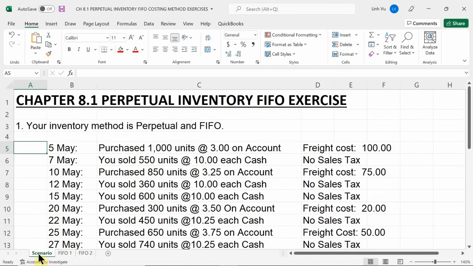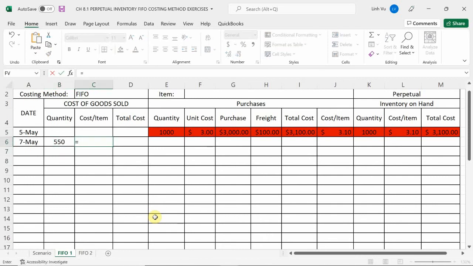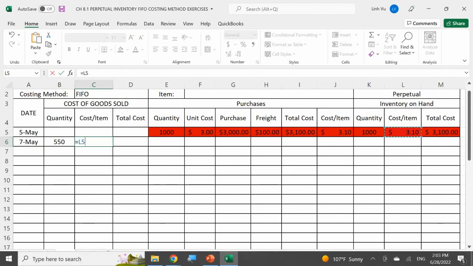Then May 7 rolls around and we end up selling 550 units at $10 each, cash, with no sales tax. So we sold 550 units. In this case, we only have one batch of inventory and one batch only. This one costs me $3.10. So that's going to give me a grand total of how much? Okay. Now, here's your option.